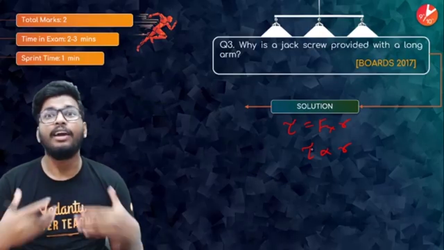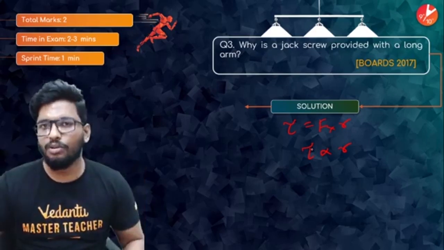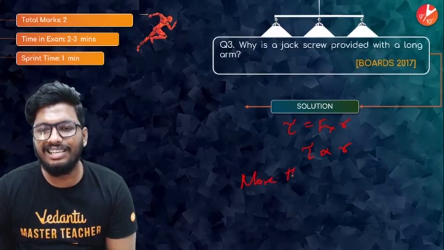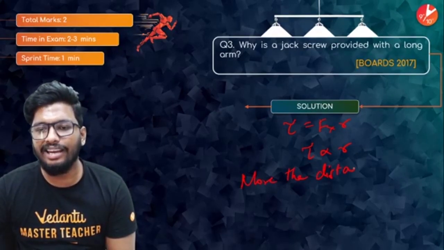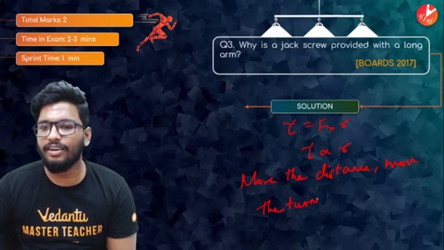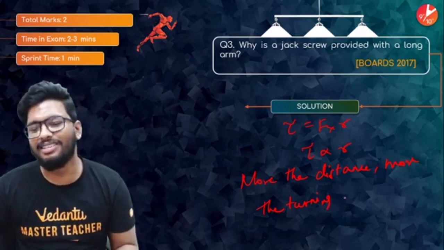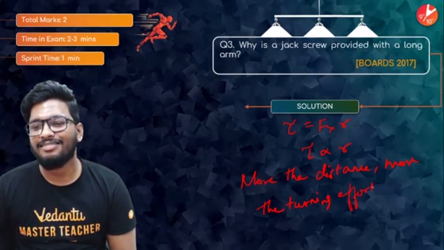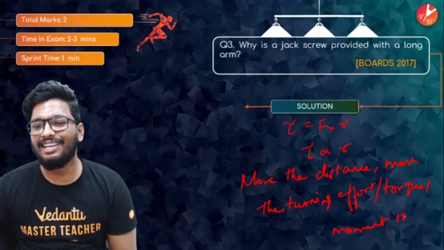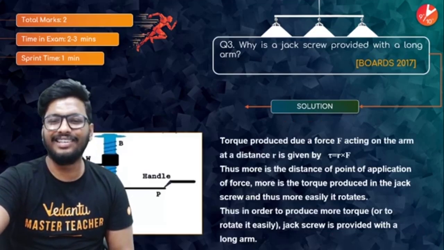You know why you chose that answer, why you gave that answer, because torque is directly proportional to the radius or the perpendicular distance. So more the distance or more the radius, the more the turning effect, or in other words you can write torque or moment of force, whatever word you're comfortable with, turning effect or torque or moment of force. All right, so that is the answer for this question. 2-mark, 1 minute time, that will be the answer, people.